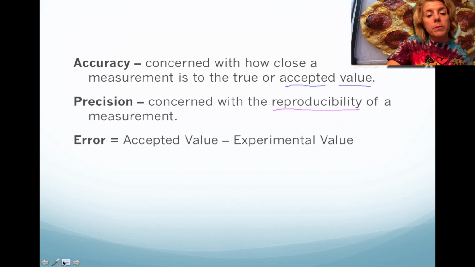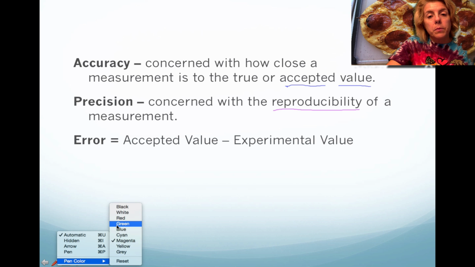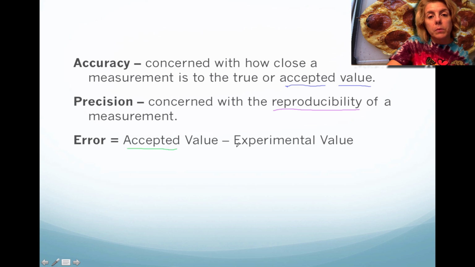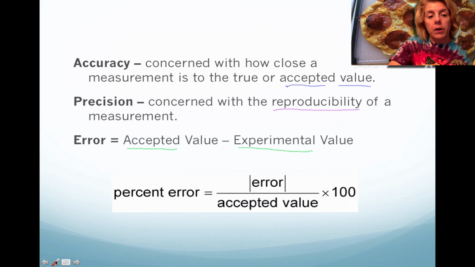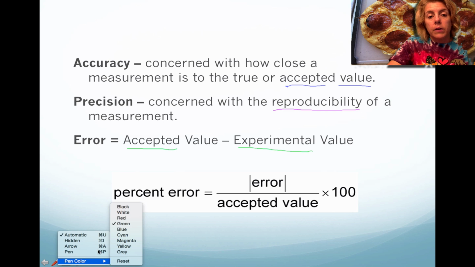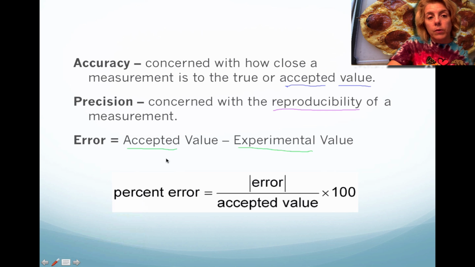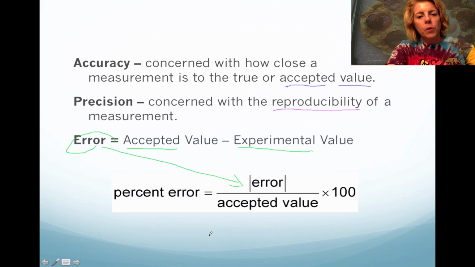Now, error is something that we typically look at in an experiment, and notice it's accepted minus experimental, okay? So whenever you're looking at error, you're comparing your experimental with the accepted value. And we will ask you to calculate percent error. Notice that percent error is error divided by accepted value. So notice that for this error value, you're taking the absolute value of it. So it could be negative or positive, and we just take the positive value divided by the accepted value times 100.